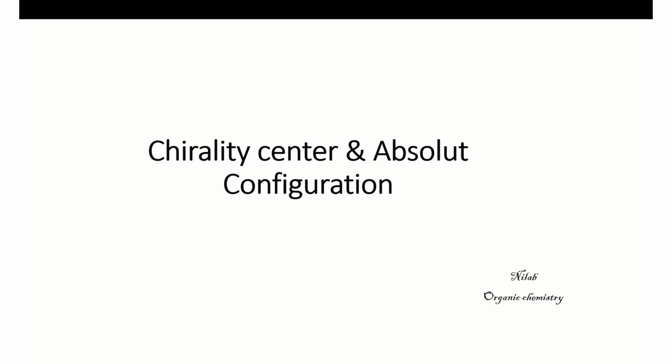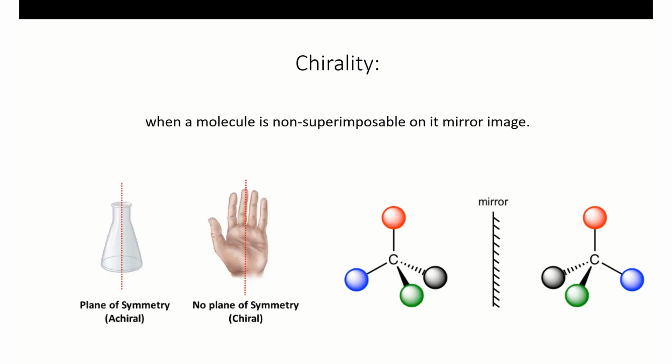In this video, I'm going to talk about chirality center and absolute configuration of a chiral atom and a molecule, which is an important topic in organic chemistry. So chirality is when a molecule is non-superimposable on its mirror image.